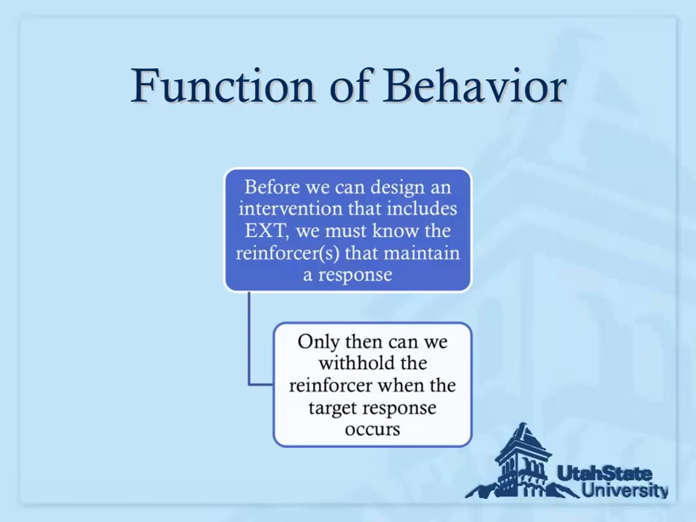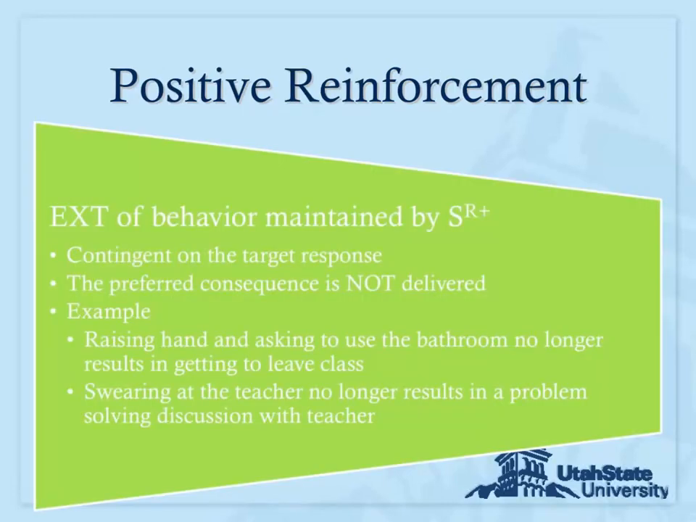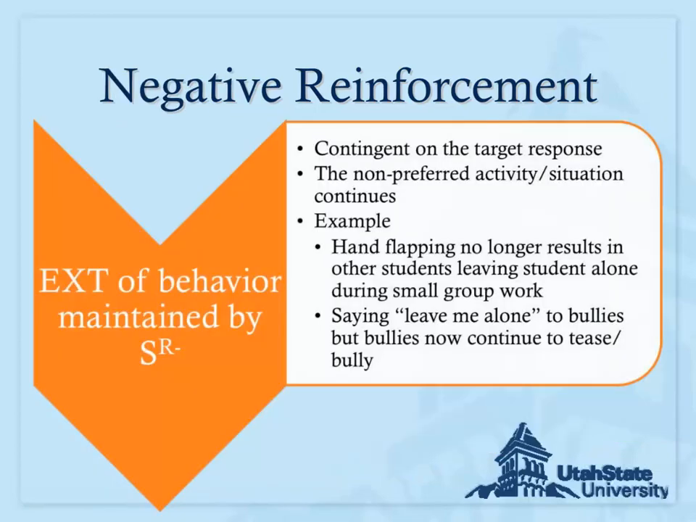Before we can design an intervention that includes extinction, we must know the reinforcers that maintain the behavior. We will talk about the functions of behavior in another module, so for now, just remember that we do not recommend using extinction if you do not have an idea of what is maintaining the problem behavior. Here are some things to consider when you are using extinction to address behaviors that are maintained by positive reinforcement. Take a few minutes to review the information on this and the next slide. If you are having trouble with any of these concepts, please review the slides that were presented earlier in this module.